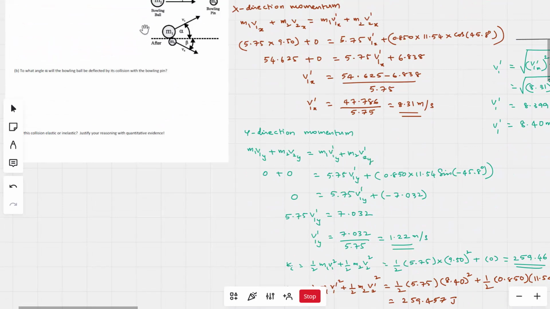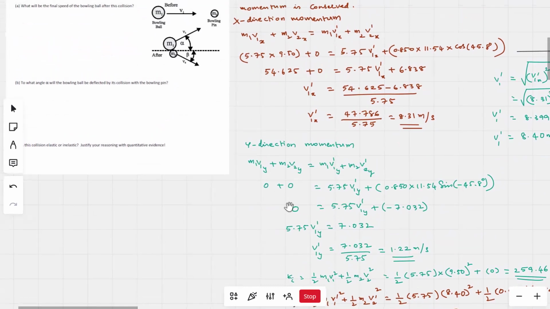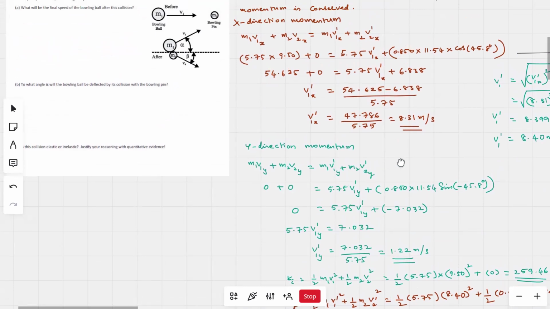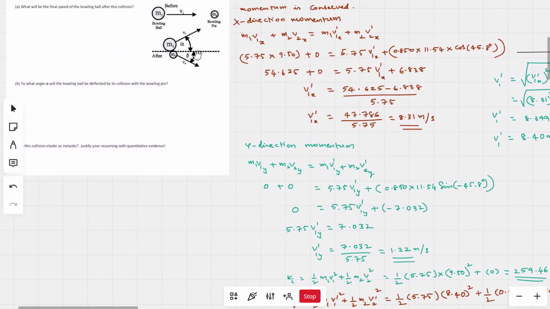Initially, both the balls are moving along the x direction. Therefore, there is no y direction momentum, therefore 0. And then after the collision, they are moving in two different directions, along the y direction also. Therefore, we have to consider that one. And then here beta is the bowling pin direction, which is given to us.